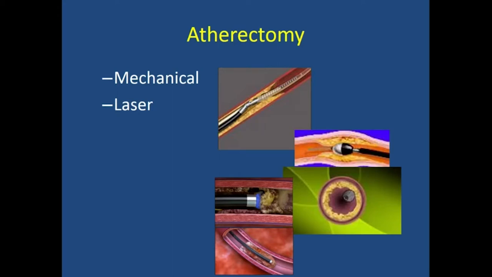This can be mechanical. There are burrs that you can basically just burr your way through the plaque. There are tangential cutting devices where you can basically shave plaque off the wall of the artery. There are orbital catheters that rotate around and make a bigger lumen than you just get with a burr. And there are lasers that can vaporize the plaque.